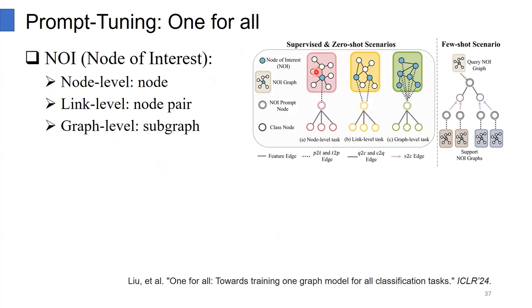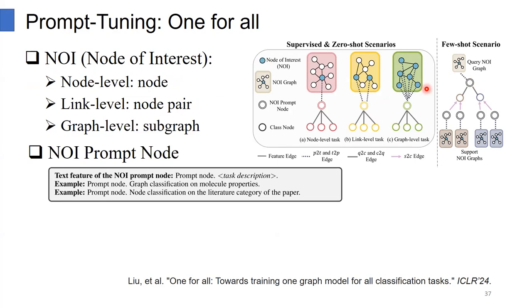Okay, then there's also a recent paper in ICLR 24. Okay, so they try to propose a prompt tuning method. Their paper is called One for All, right? Because they want to align different kind of tasks in one framework. So basically they need to use additional constructs like this so-called NOI, node of interest, right? And they design different NOI graph for different tasks, like node level task, they need a special NOI. For link level task, it's about a pair of nodes, then they also need another NOI. And for graph level, it's a subgraph, but they basically convert all the graphs into this so-called NOI graph, right?